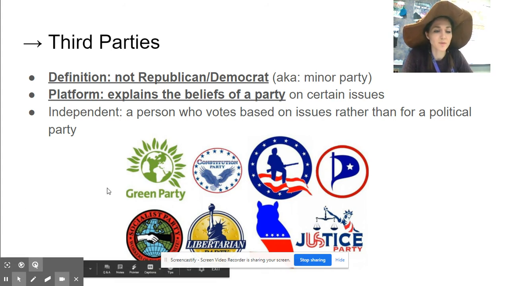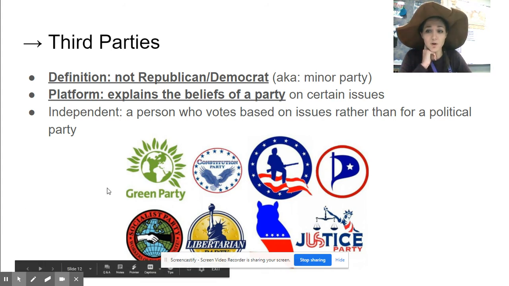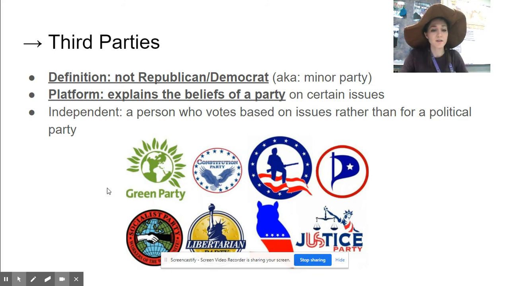We've talked a little bit about Democratic and Republican platforms. When we talk about a political platform, it just means that they're explaining the beliefs of a party. So a platform will tell you the beliefs of a party on certain issues.